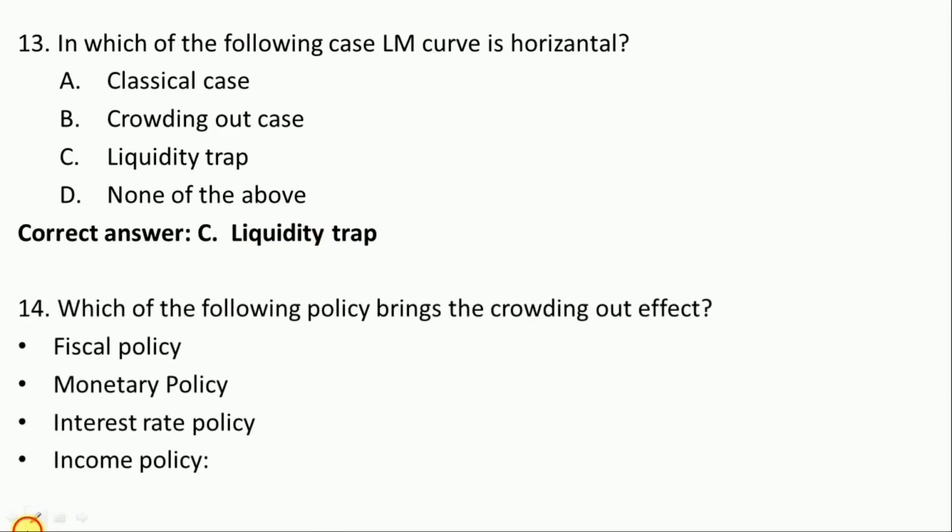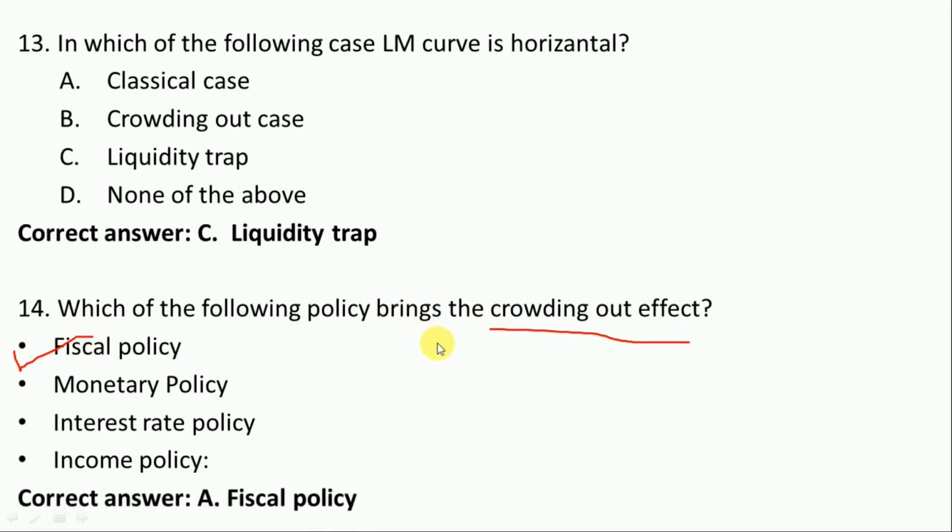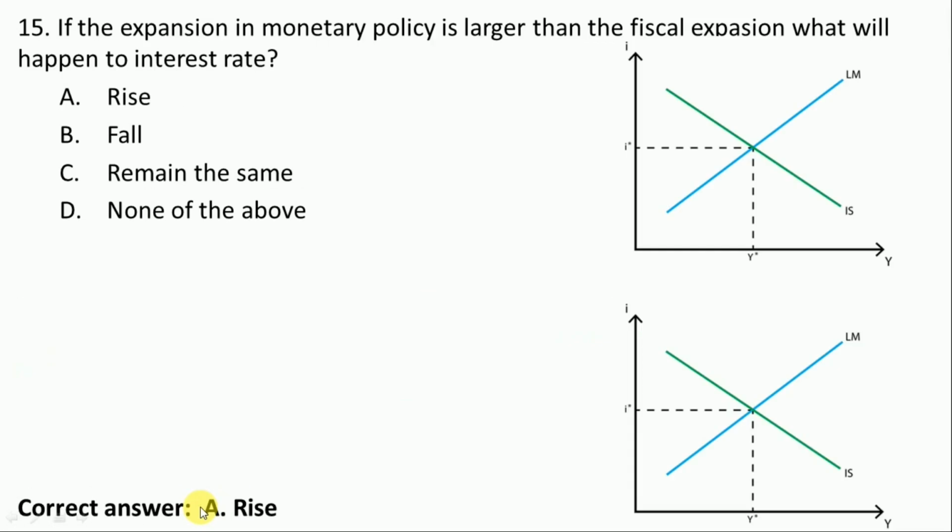Then the 14th question is about which of the following policies brings the crowding out effect? And the correct answer is fiscal policy brings the crowding out effect. So the answer is A. Then the 15th question is about if the expansion in monetary policy is larger than the fiscal expansion, what will happen to the rate of interest?